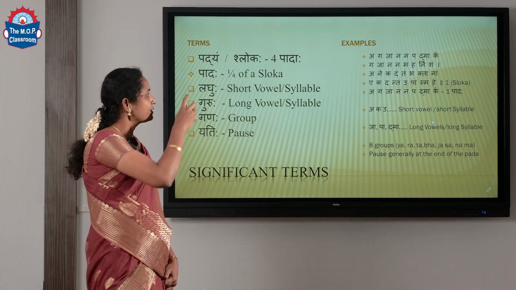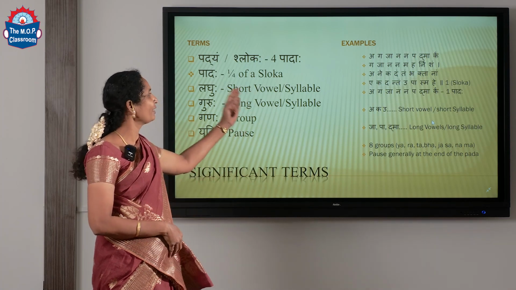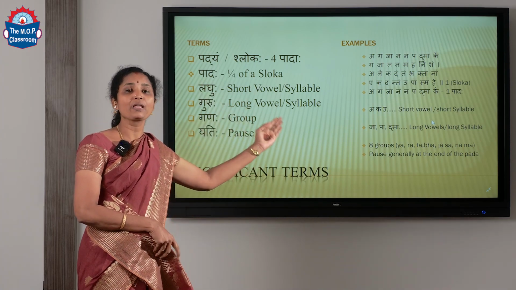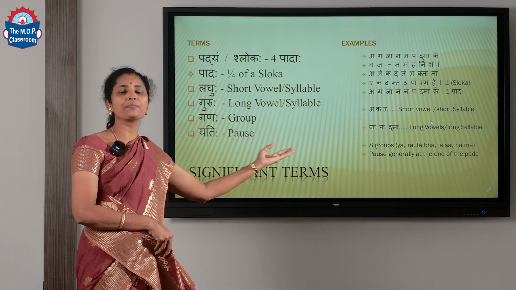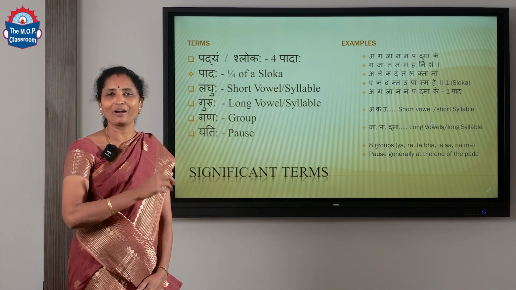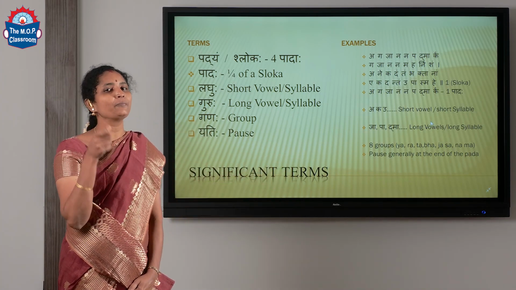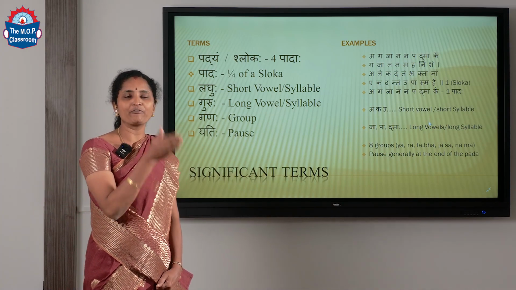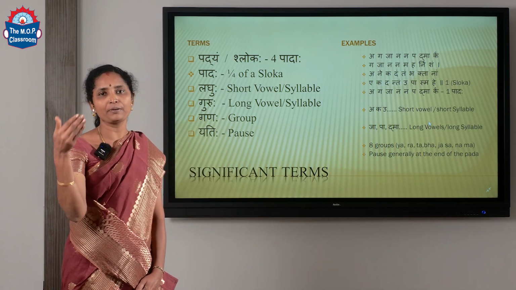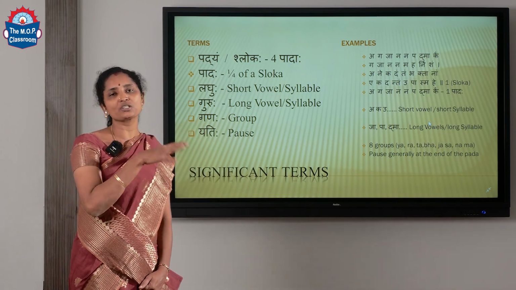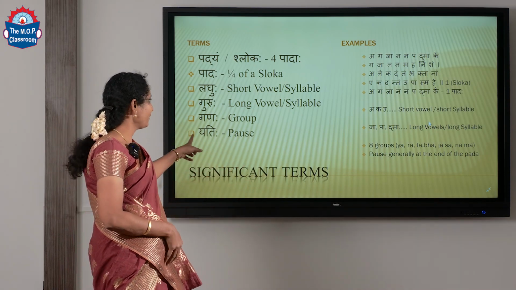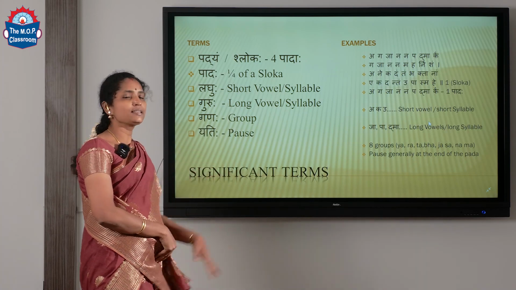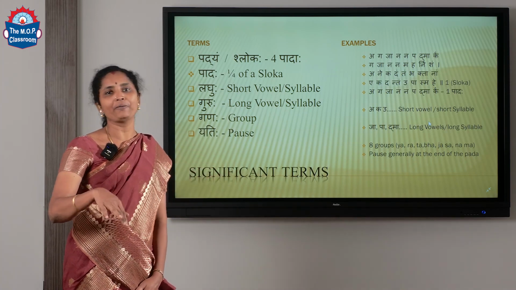This is a very small shloka which consists of only 8 syllables in one pada. Suppose the number of syllables in a pada is more, then the yati will be mentioned. At the 7th syllable you have to give a pause. At the 11th syllable you have to give a pause. Like that, instructions will be given. That is called yati. In general, it is at the end of every pada.